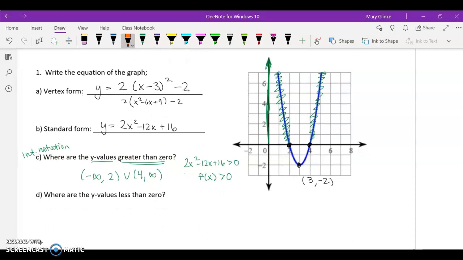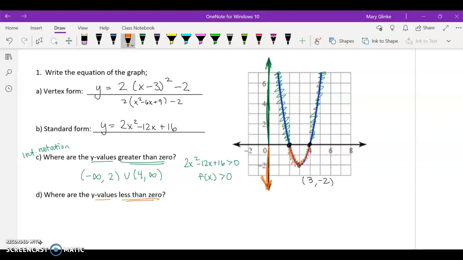We are looking for our y values that are less than 0. On our graph, all of our y values are less than 0 if your y values are the bottom half here. Looking at this, the only part on our graph that has that is everything on this bottom part of the parabola, everything in between 2 and 4.